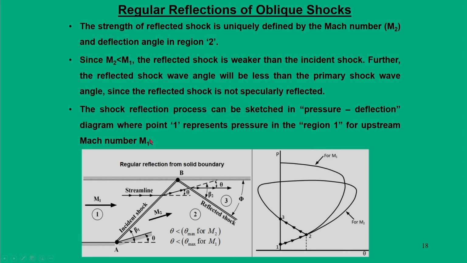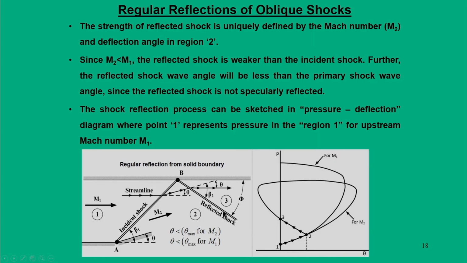We are now going to realize the importance of the theta beta M curve, in particular because all the possible solutions are obtained from it. Side by side we can see that the incident shock AB is a left running oblique shock, and the reflected shock is a right running oblique shock. These two waves and the flow fields across these two shocks are completely different, except for the common phenomenon that the flow deflection angle theta remains the same. So, we can simply realize the importance of the pressure deflection diagram here.